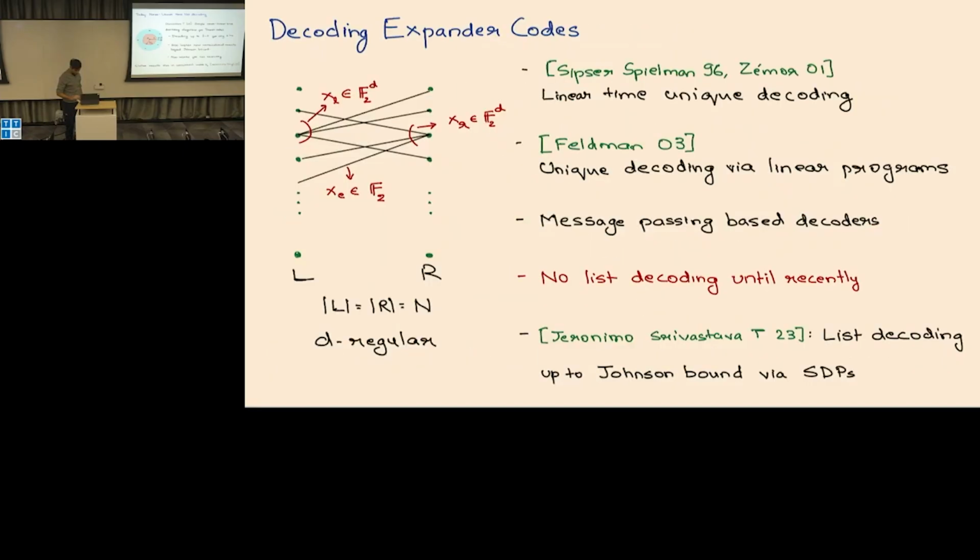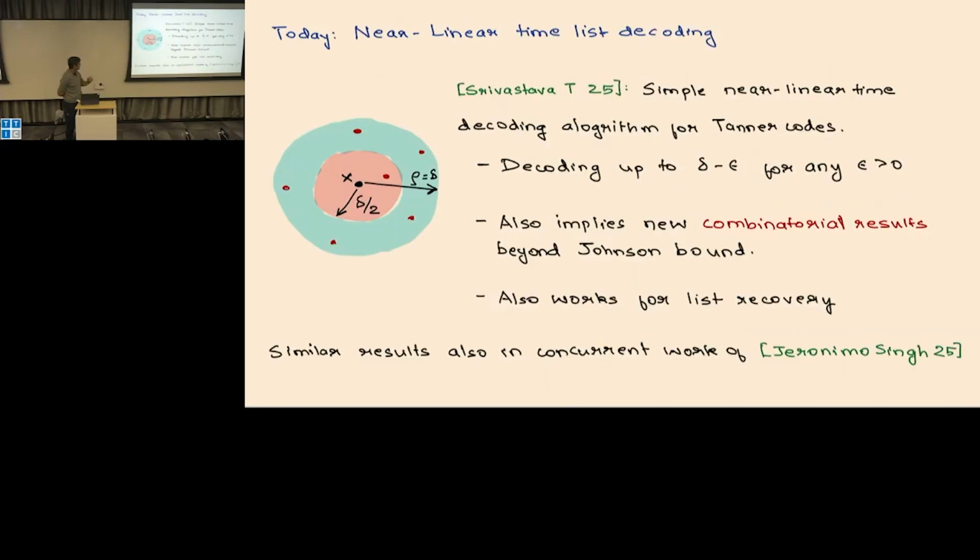And also these decoding algorithms worked up to the Johnson bound, at the point where we knew that combinatorially the list size was bounded. And now, today I can tell you about algorithms which actually run in near linear time, so n times log squared n. I mean, it's not log, but log squared. It's not a bad exponent.